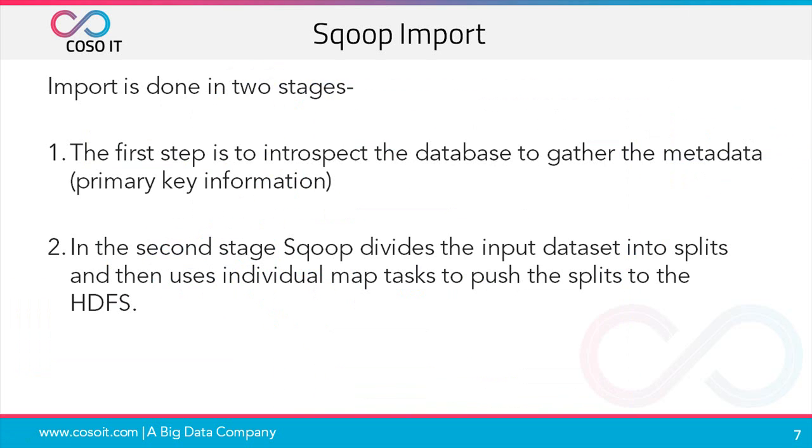So we can summarize that import is done in two stages. The first step is to introspect the database to gather the metadata, that is the primary key information. In the second stage, Sqoop divides the input data set into splits and then uses individual map tasks to push the splits to HDFS.